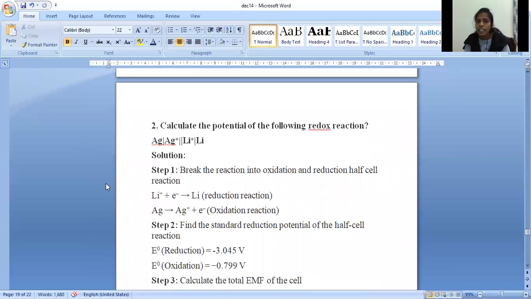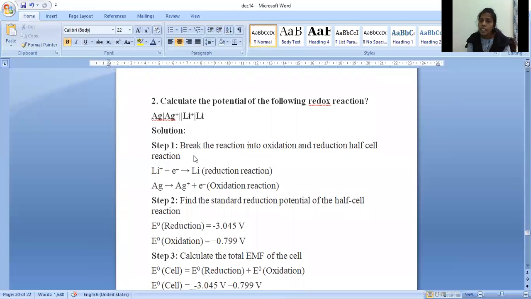So now let us see the next problem. Calculate the potential of the following redox reaction. So here Ag converts to Ag plus, Li plus converts to Li. So what is the first step? We need to write the reaction part. So Ag is losing one electron to produce Ag plus. Li plus is gaining one electron to produce Li. That is the first step.